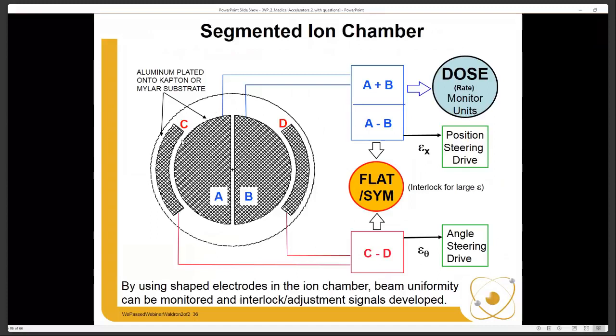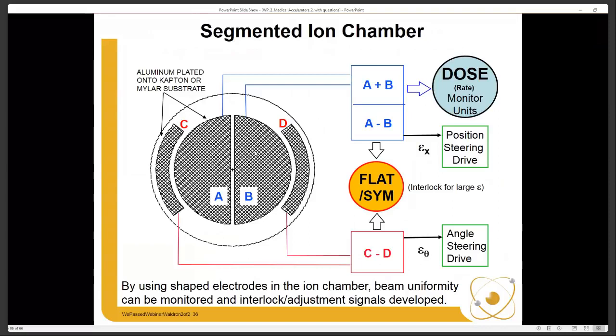Here is sort of a profile of a segmented ion chamber. The nice thing about a transmission ion chamber is we can use it to both measure the beam in terms of dose, but we can also use it to monitor the beam shape. If I have several different electrodes that the beam is passing through, such as A and B and C and D here, each of them is intercepted by a different portion of the beam. And if the beam is asymmetric or unflat, they will record different values.